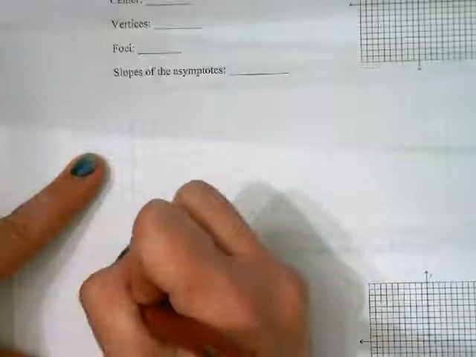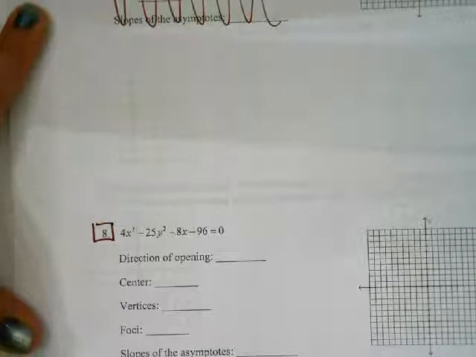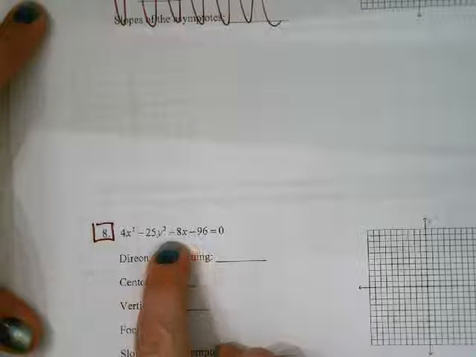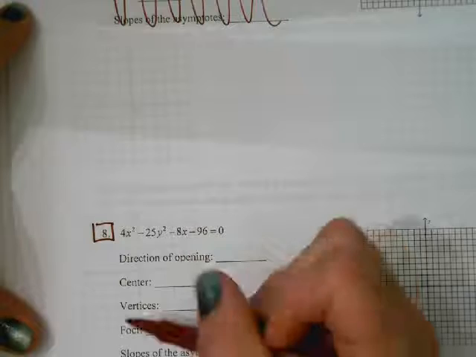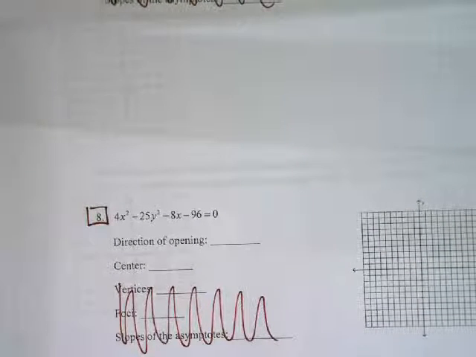Number 8, complete, oh yeah. Direction it opens, center, graph it. Number 8, not as big. In fact, you only have to complete the square with the x's because there's no plain y term. Direction it opens, center, and graph it. Okay?